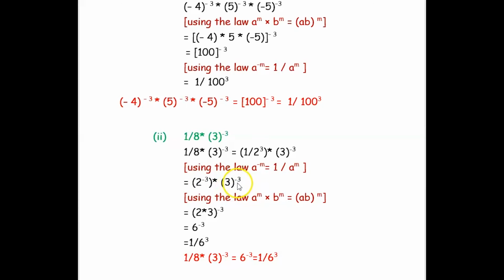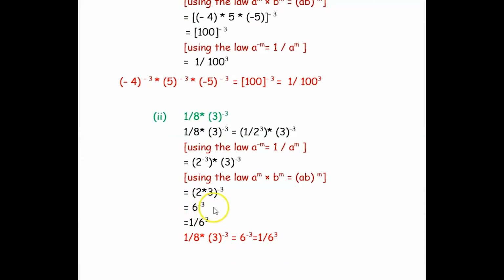If you see this equation, the bases are different but the power is the same. So we can use the law a^m into b^m equals (ab)^m. That is, we can multiply the bases and write the power once. So the base is 2 into 3 and the power is -3. So (2 into 3) raised to the power of -3. 2 into 3 is 6. 6 raised to the power of -3.